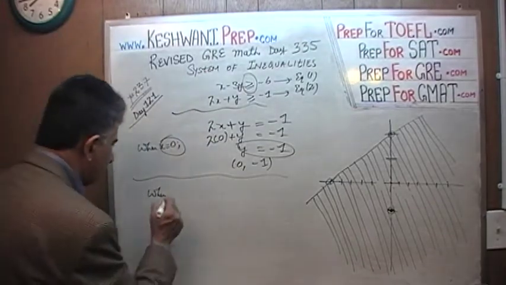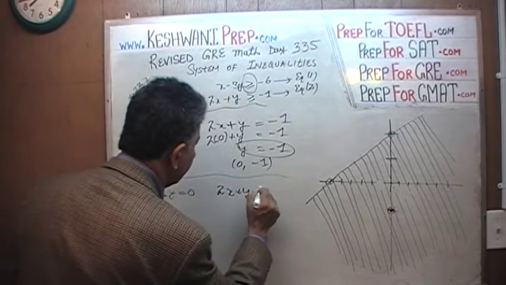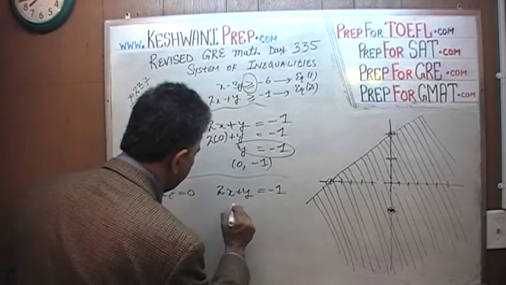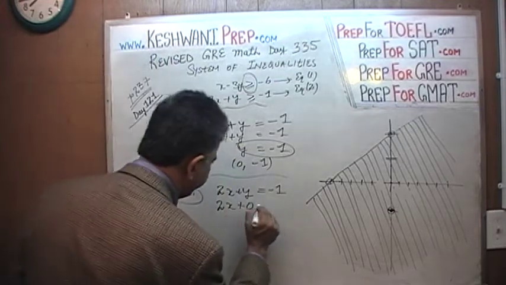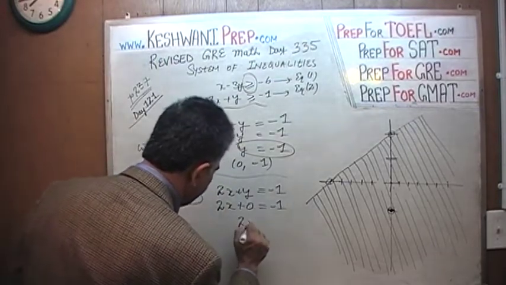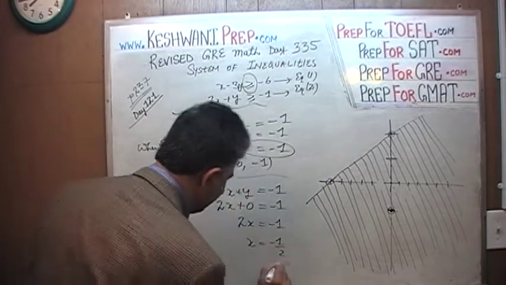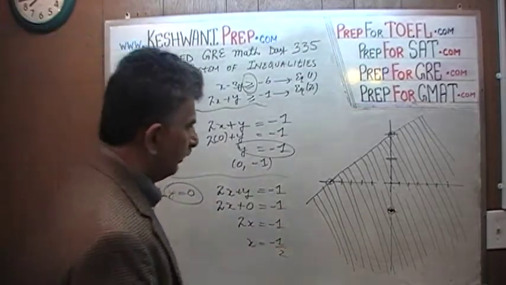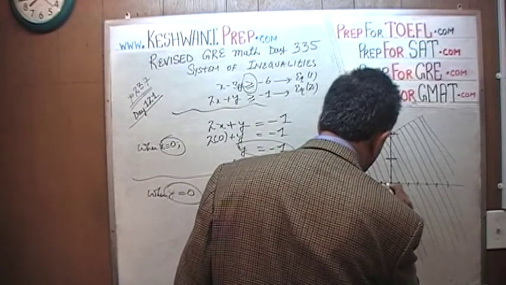Now, when y is equal to 0, you will have 2 times x plus y is equal to -1. 2 times x plus y is equal to 0, which means 2x is equal to -1, which means x is equal to -1 over 2, -half. This was our 1, so -half is here somewhere.